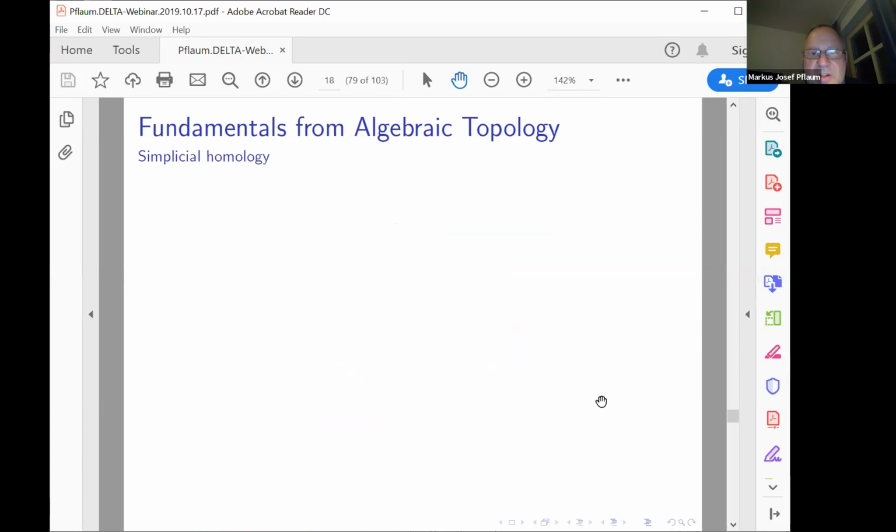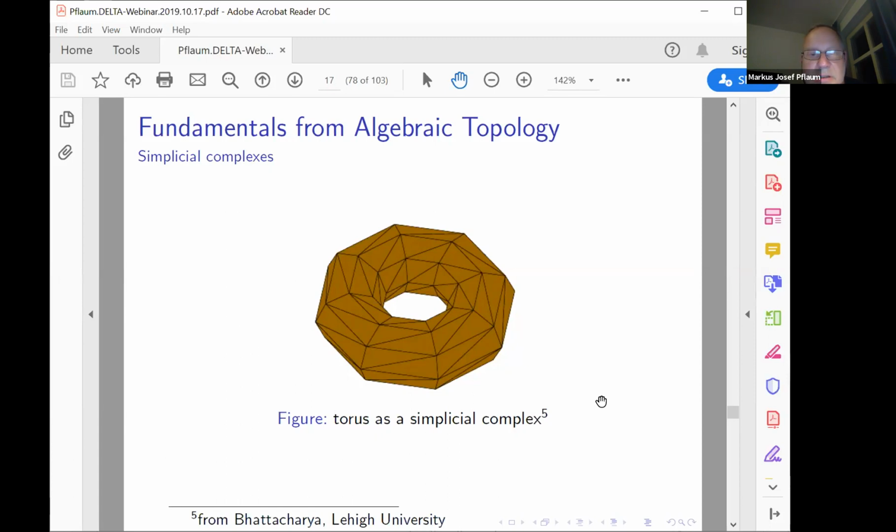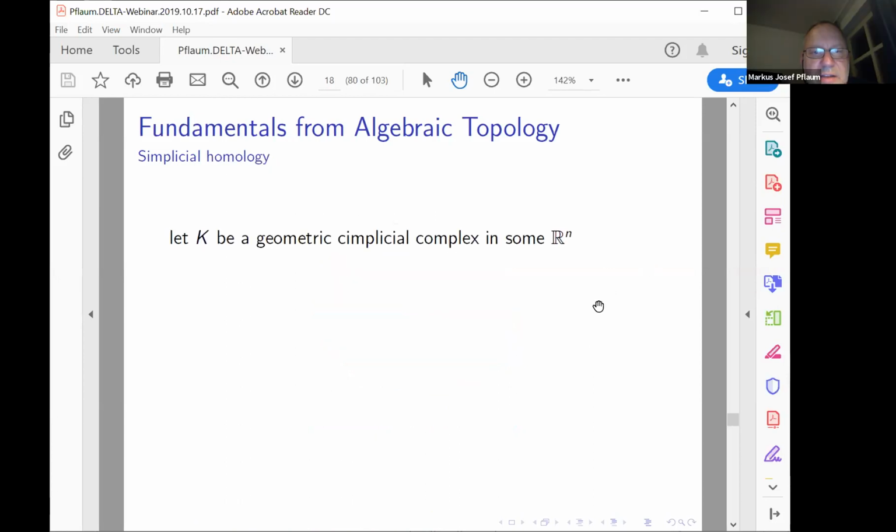Questions so far? All good? Good here. Okay. So now, assume we are given a geometric simplicial complex.